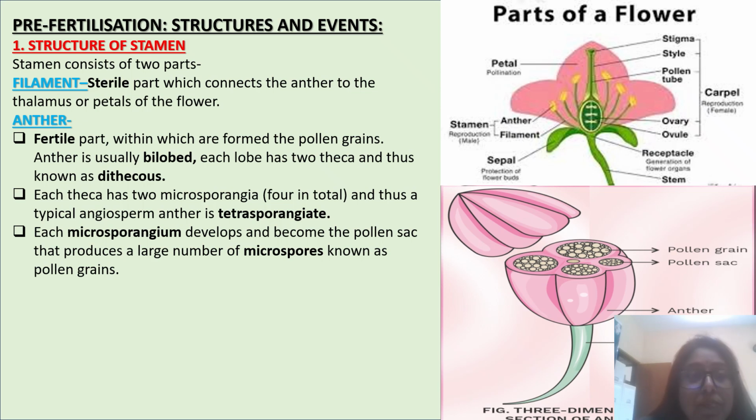Filament is a sterile part which connects the anther to the thalamus or petals of the flower. Next, anther. It is the fertile part within which the pollen grains are formed. Anther is usually bilobed. Each lobe has two theca and is thus known as dithecous. Each theca has two microsporangia, four in total, and thus a typical angiosperm anther is tetrasporangiate. Each microsporangium develops and becomes the pollen sac that produces a large number of microspores known as pollen grains.